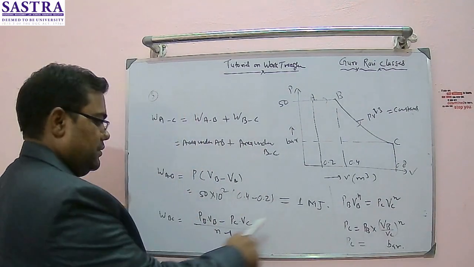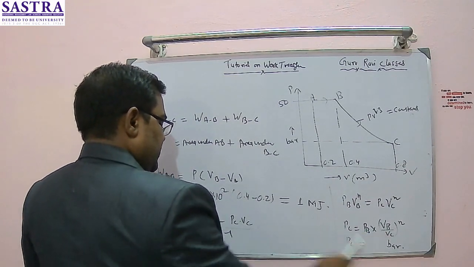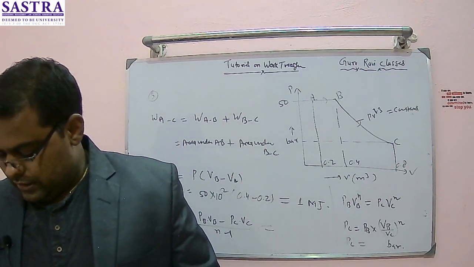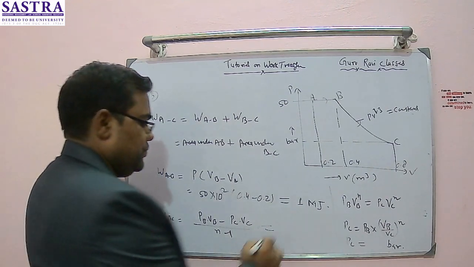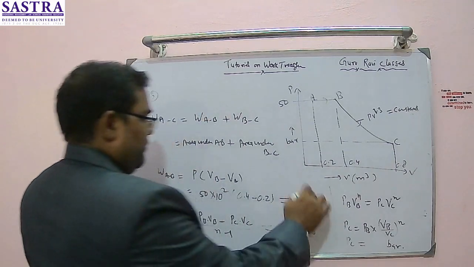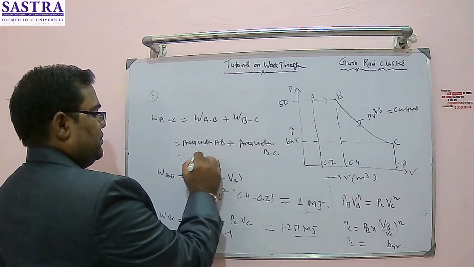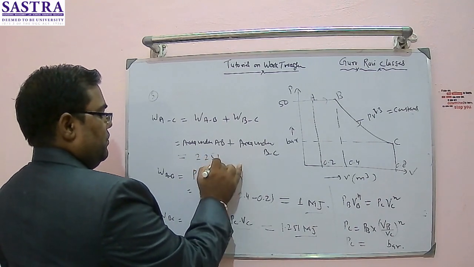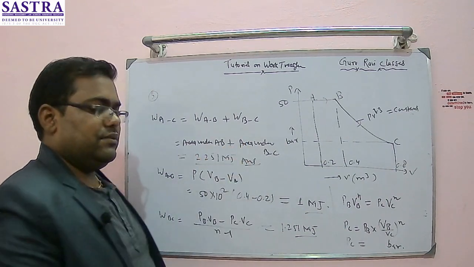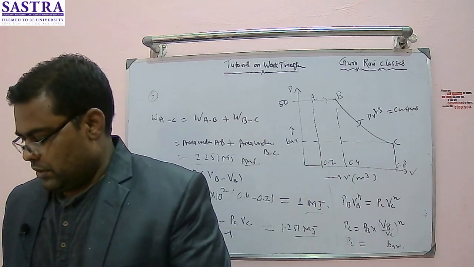Now substitute all these values: PC, PB, VB, VC and n minus 1. So the moment you put this, you will get the work in BC as 1.251 megajoule. Then add finally these two here. So total work transfer is the addition of this, which is coming 2.251 megajoule. So this is the final answer for this problem. So this problem also got solved.